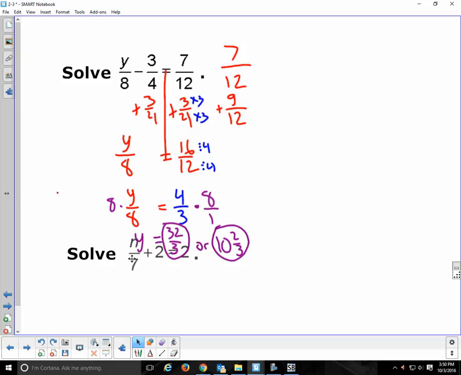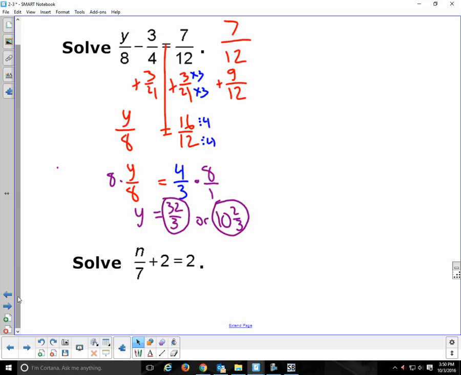I'd like you to try this one, and you don't have it in your notes. Let me move it down a little bit just so you can see it. Oops, nope, let's try that again. There we go. n divided by 7 plus 2 equals 2. I'd like you to give that one a try on your own. Pause it.